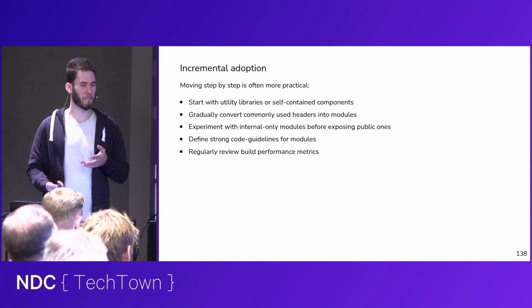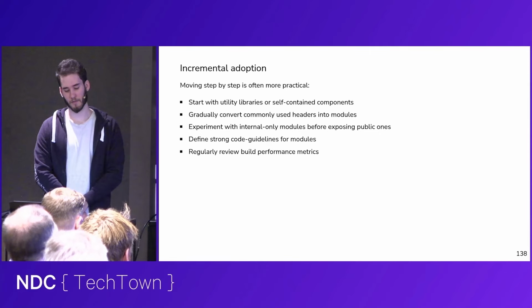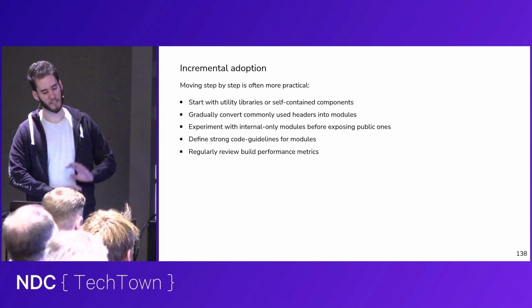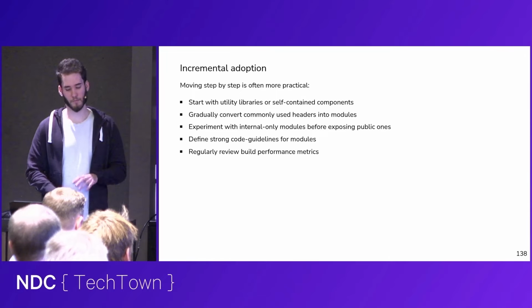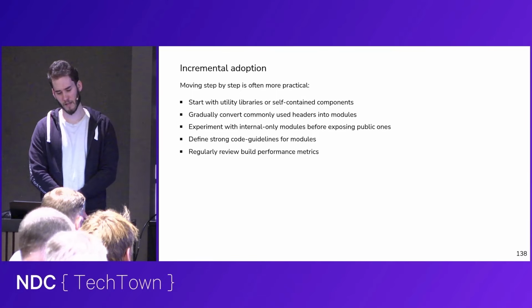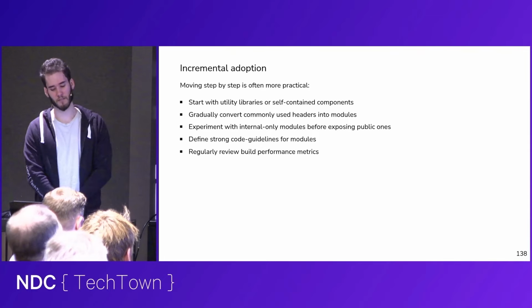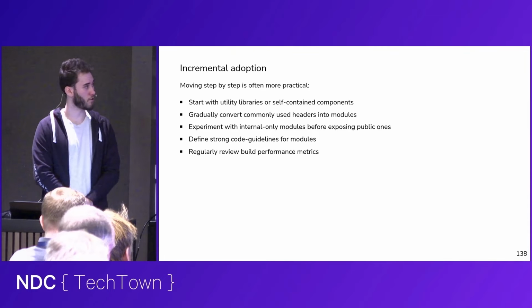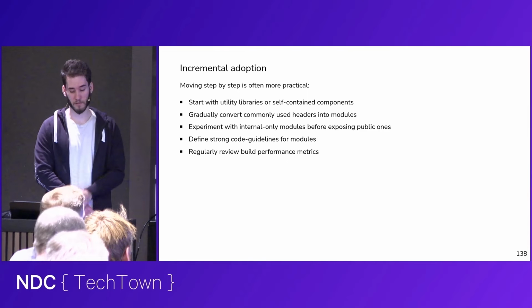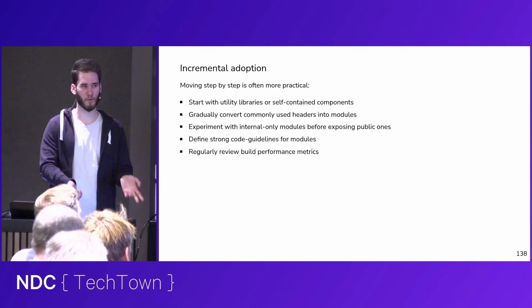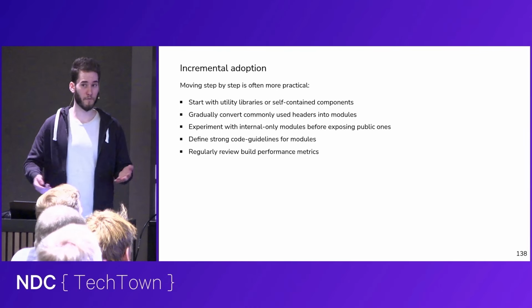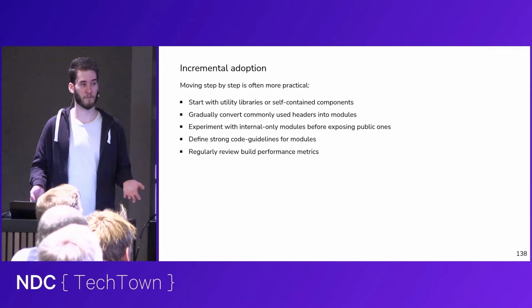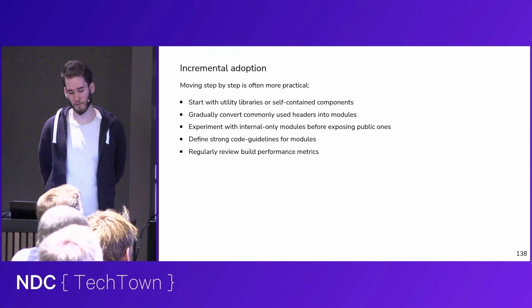So basically the best approach that you might have right now is just to do incremental adoption. Just start slowly with some utility libraries in your code, and then try to move to some self-contained components. Gradually start converting some commonly used headers into your modules. You should try to experiment also with internal-only modules before you expose any public ones, because the moment you start exposing a module, you basically force all of your customers to also utilize modules, so that might not be something that they want to do right now.